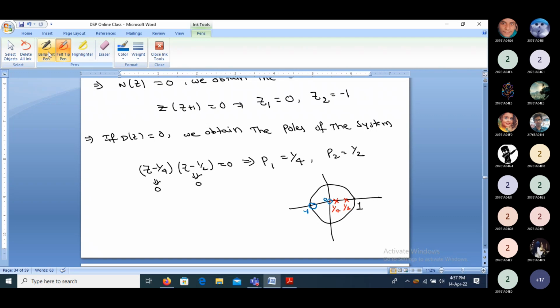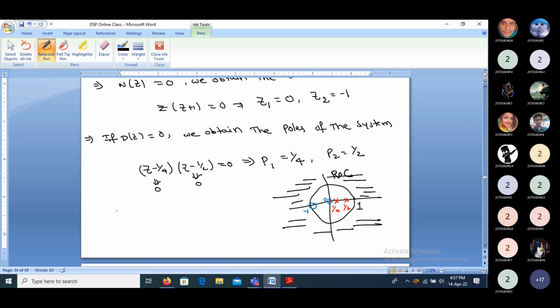So poles and zeros are plotted. Zeros do not affect the stability of the system; only poles affect the stability of the system. And what about the ROC of this system function? It is |z| greater than 1/2. The ROC does not contain any poles here.